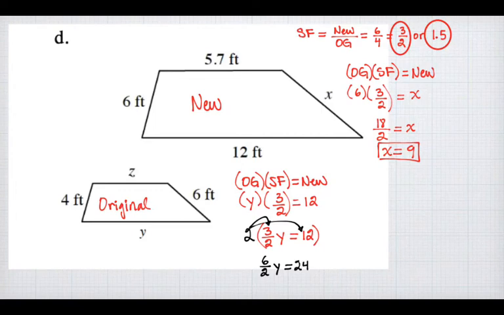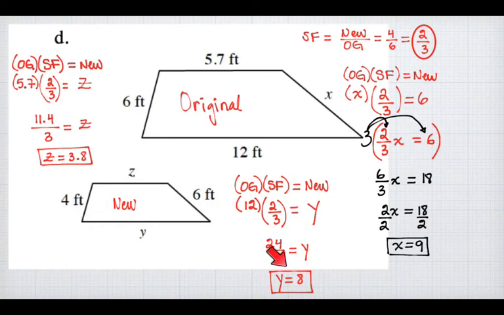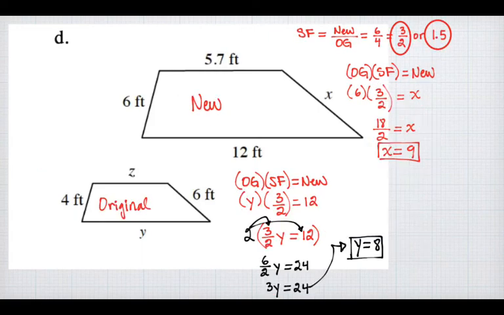What's 6 divided by 2? 3. So this becomes 3y equals 24. And so this is y equals 8, because if I divide both sides by 3, I get y equals 8. Agreed? Okay. And on the last one, we also got y equals 8. So even though our scale factor is different here, we're still getting y equals 8 because we're following the exact same formula. Does that make sense?